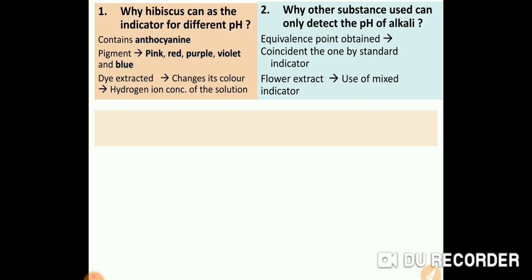Why can other substances only detect the pH of alkali? So at the equivalent point, it coincides with the standard indicator. Now see, this is actually why the different colors are there. The flower extract which is used here as an indicator shows different colors because it has pink, red, purple, violet and blue pigments. It shows a different color at different pH.